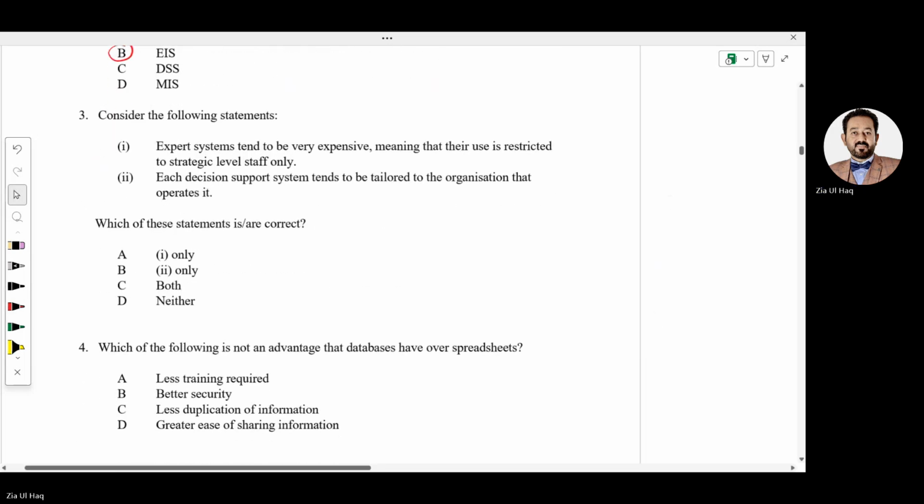Number 3. Consider the following statement. Expert systems tend to be very expensive. Obviously, robotic systems are expensive, meaning that their use is restricted to strategic level staff only. No, expert systems can be used at any level. Each decision support system, DSS, tends to be tailored to the organization that operates it. Yes, that is unique, a tailor-made decision support system, DSS. Which one is correct?